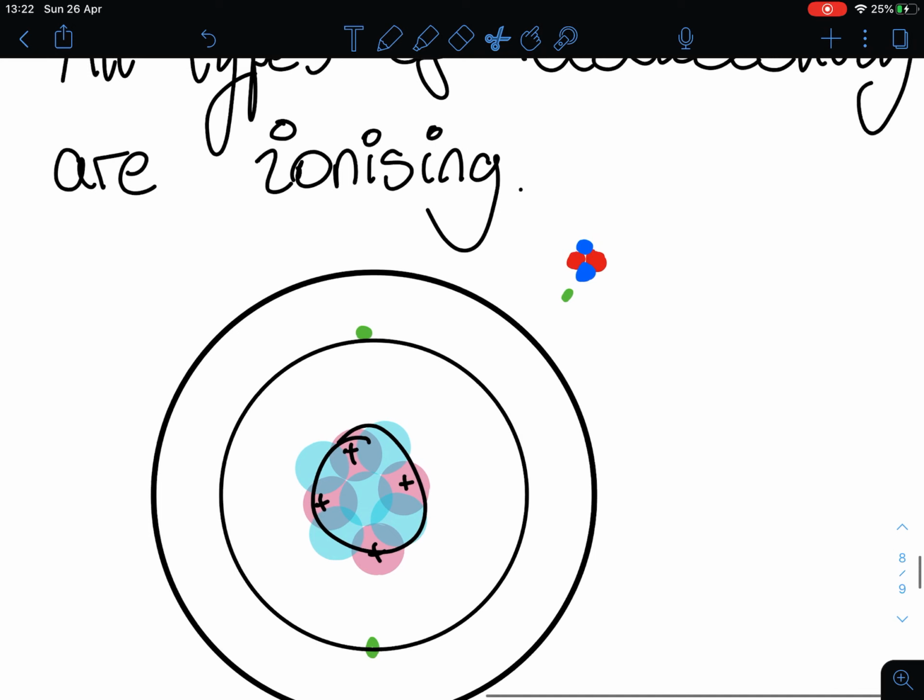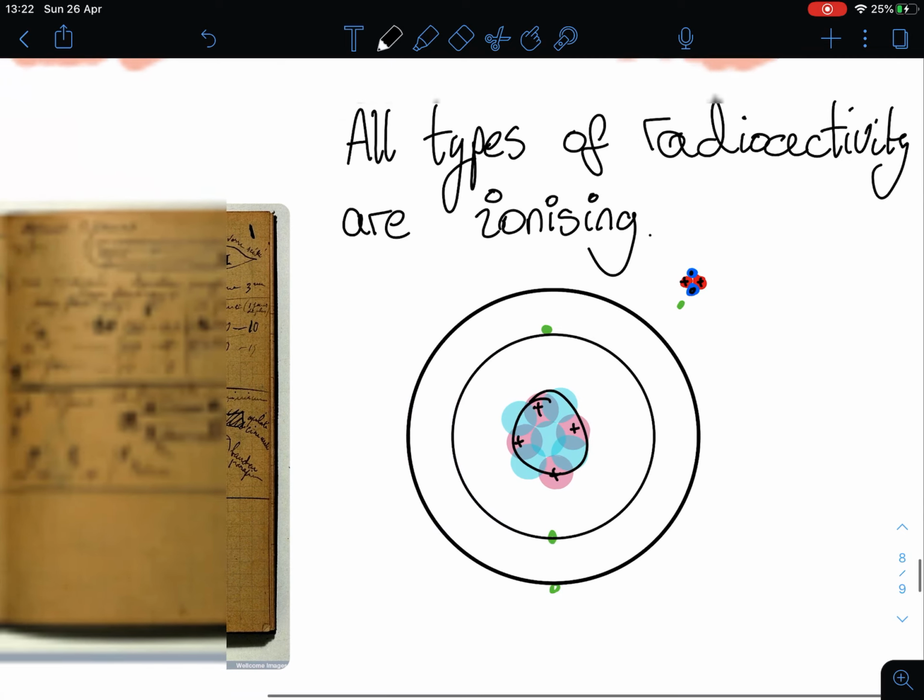It's lost one of its electrons to that alpha particle that's stolen it. So that's the act of ionization. I'll just put 0 plus 0. There we go, feel a bit better about that now.